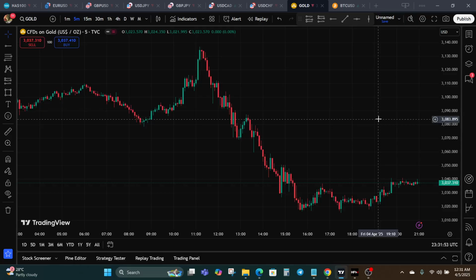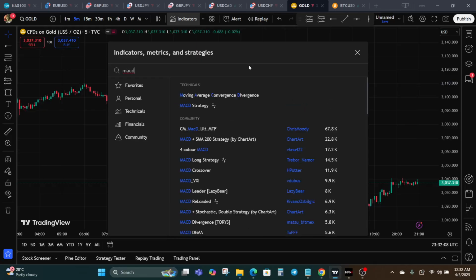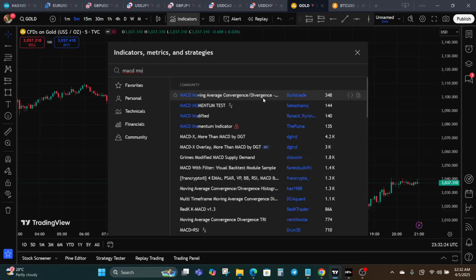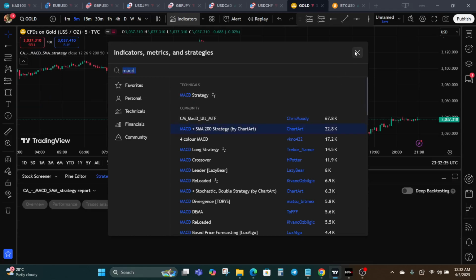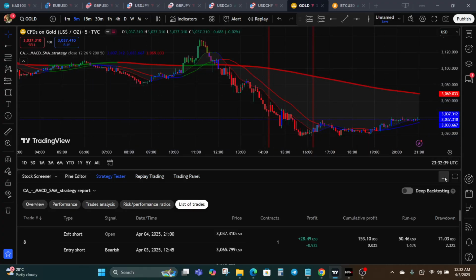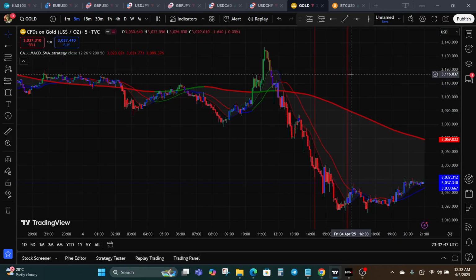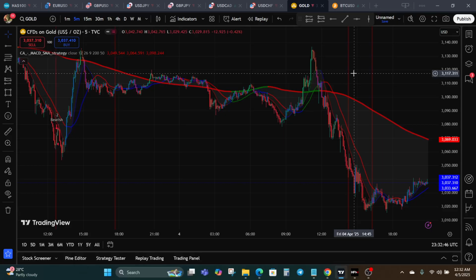So once you add it to your TradingView chart, go to the indicator settings, and let us add the MACD plus SMA 200 on the chart.